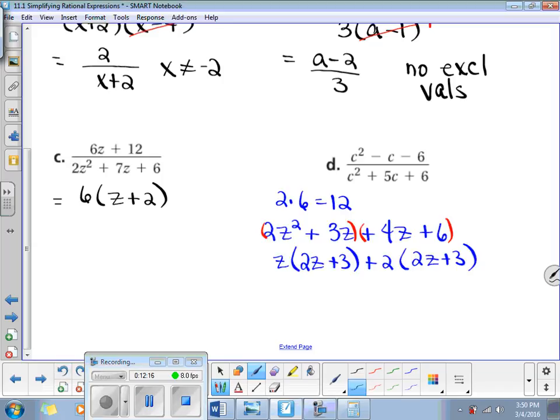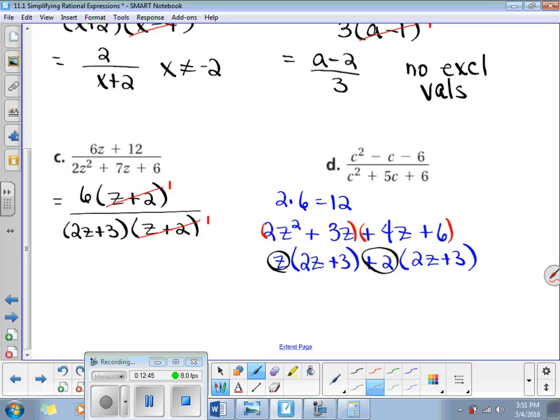So, there's the AC method that I did over on the side. So now our factors are going to be 2z plus 3 times z plus 2. And now you can see that you can factor out the common binomials. So here, the z plus 2 cancels in the numerator and the denominator. And we're left with 6 over 2z plus 3.